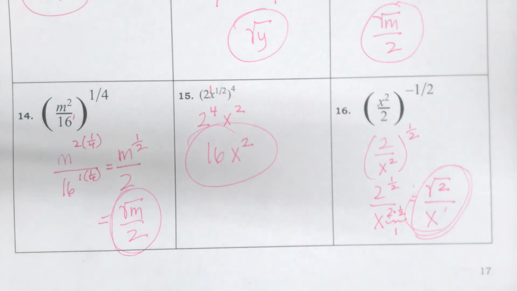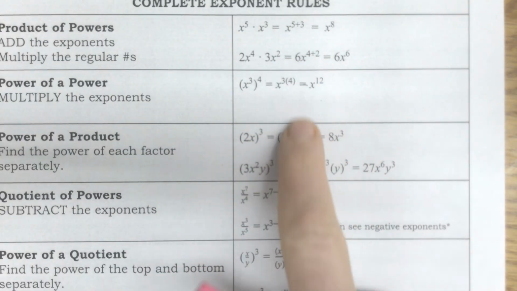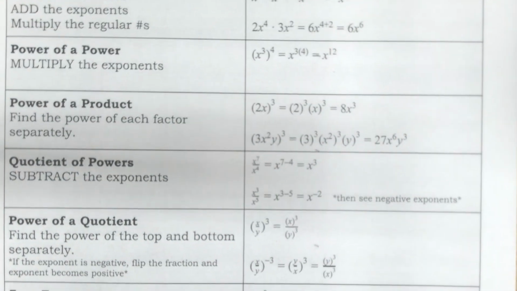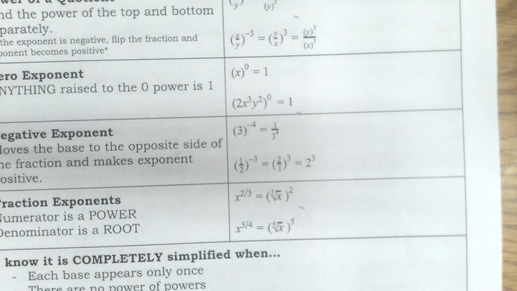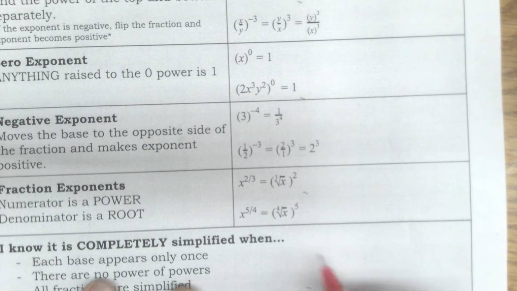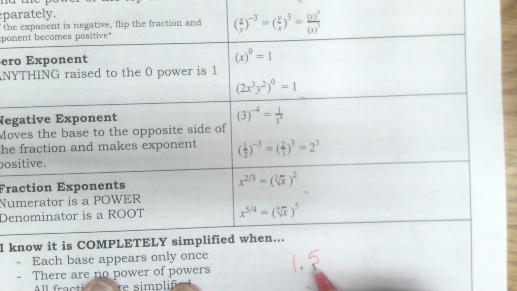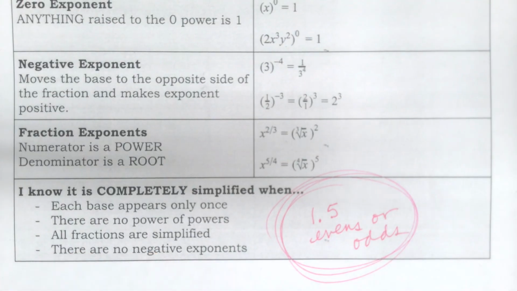On the next page in your notes packet, you're going to find a summary of all the rules, everything that we've gone through. I'd like you to take a look at that and use that as you work through your homework. Your homework assignment is 1.5. I want you to do the evens or odds. That's it for that, 1.5, evens or odds.